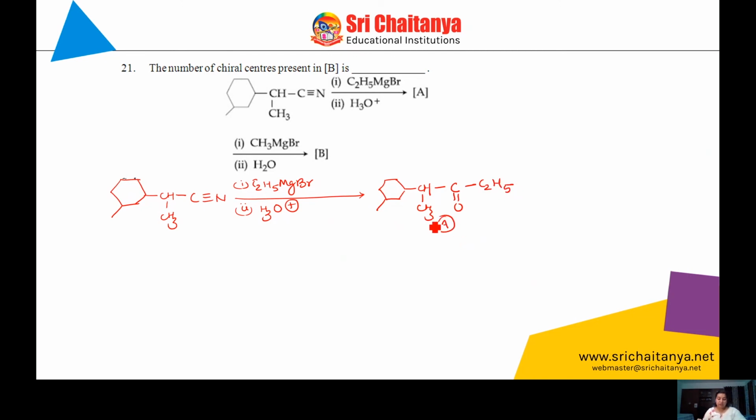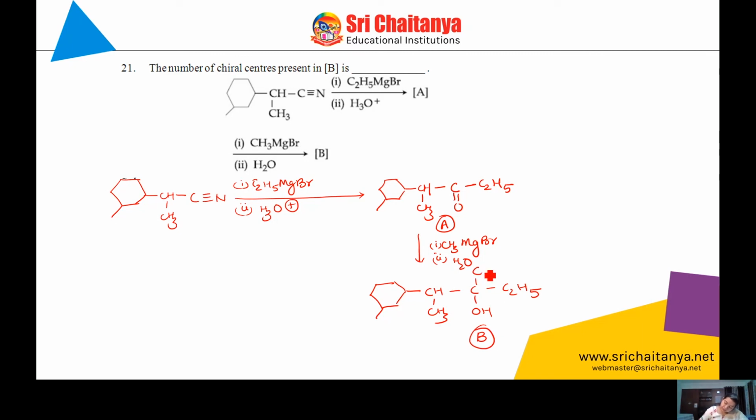Now it again says to make it react again with CH3 MgBr followed by water. Again we have to react it with Grignard, but this time the reaction of Grignard is with a ketone. So after reaction with CH3 MgBr, the structure obtained is this. This is our structure B. Okay, CH3 has become a little small, so let me make it bigger, CH3. Right?